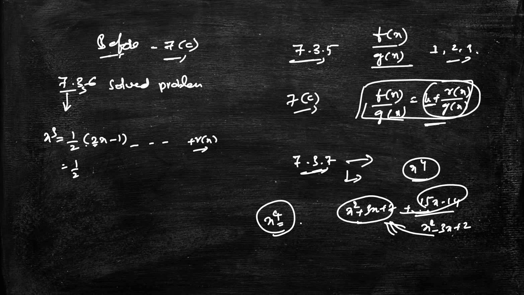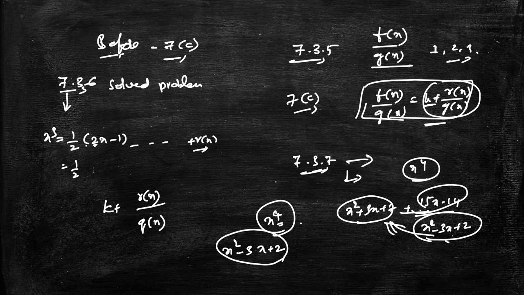So it is k plus r of x divided by g of x. What is g of x here? Actually it is the denominator only. In the given question, x square minus 3x plus 2 is the denominator, so that denominator comes here. And k is a constant term, and this is r of x. So this will come here.